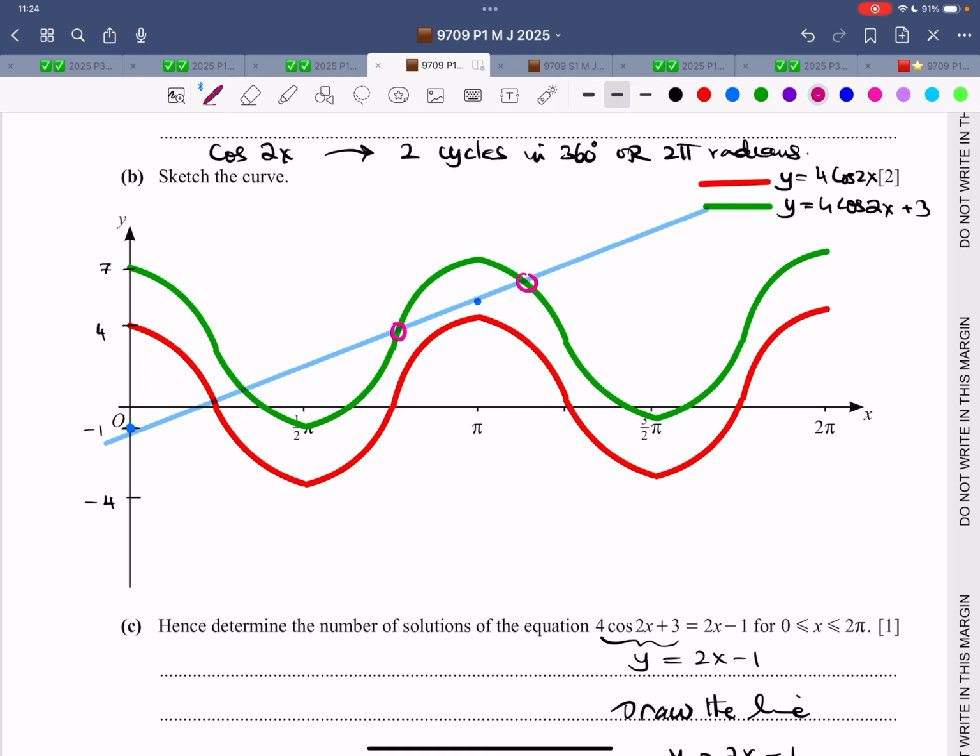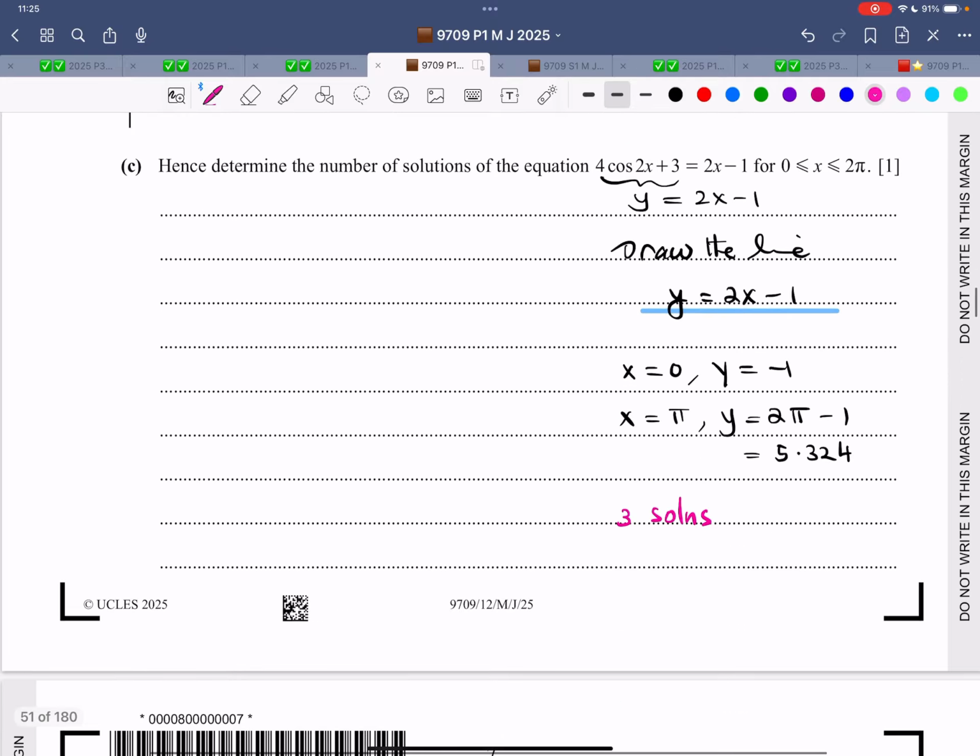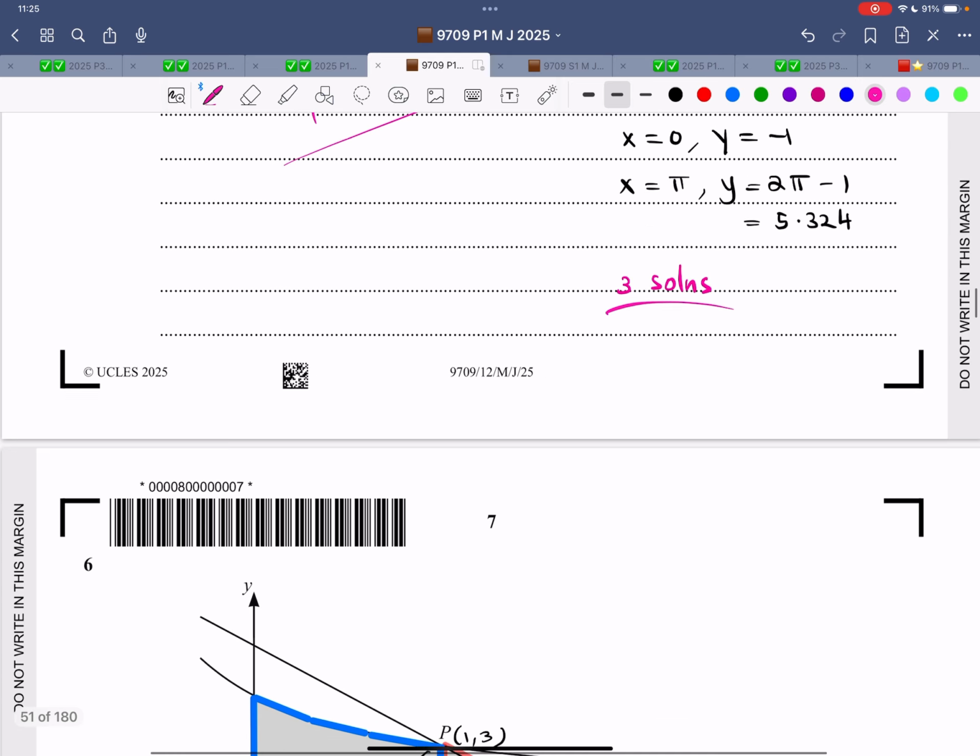So now over here, there are 3 points of intersection. That is this one, that is one between green and blue. That is the other one, that is the third one. So there are 3 points of intersection. Therefore, there are 3 solutions of the equation. So the number of solutions is the number of points of intersection between the line and the curve. That is what they're asking. So now this is all good.